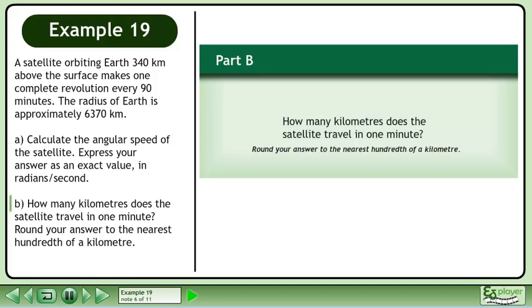Now we'll move on to Part B. How many kilometers does the satellite travel in 1 minute? Round your answer to the nearest hundredth of a kilometer.